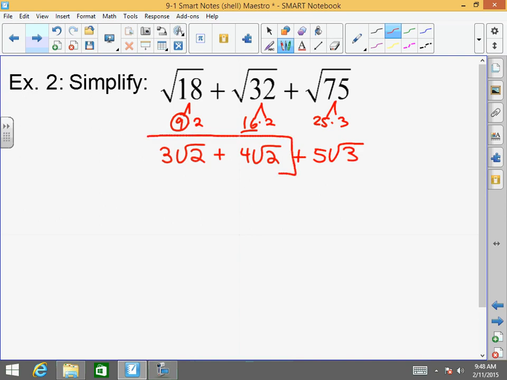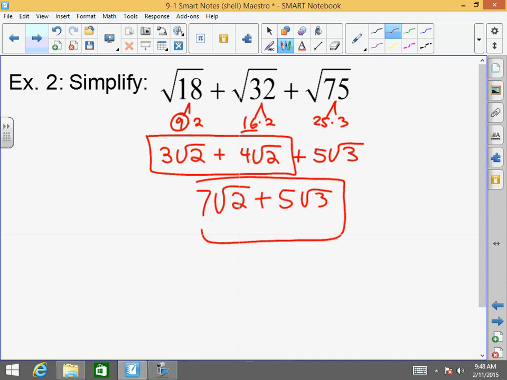I can add these two because they have the same index and the same radicand. So this is 7 radical 2 plus 5 radical 3. Okay? Does that make sense?